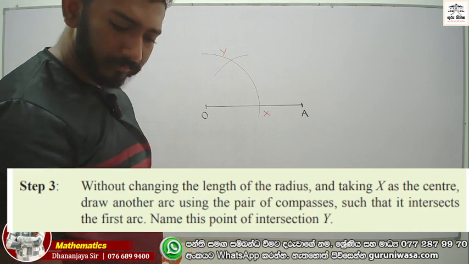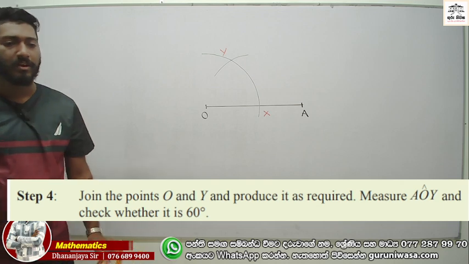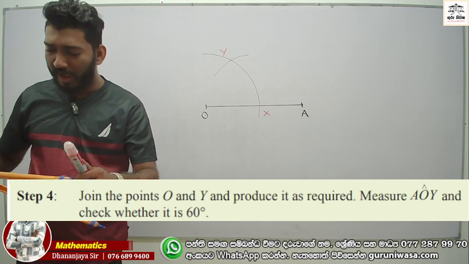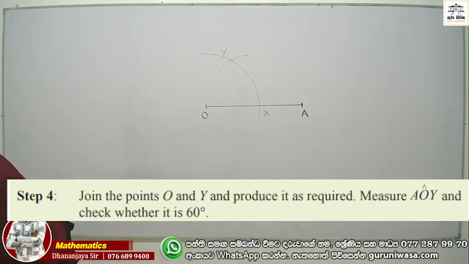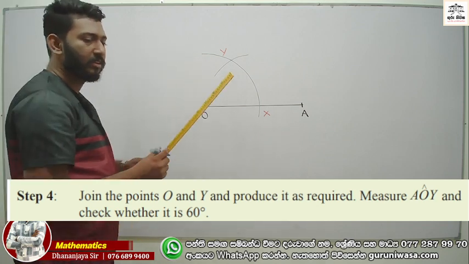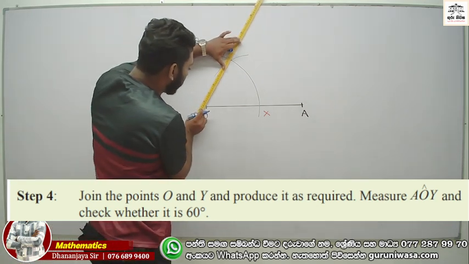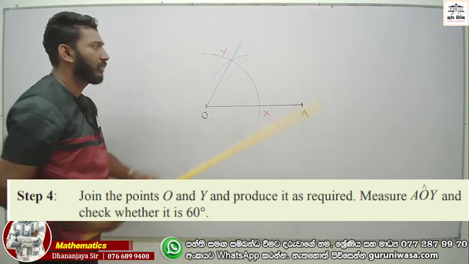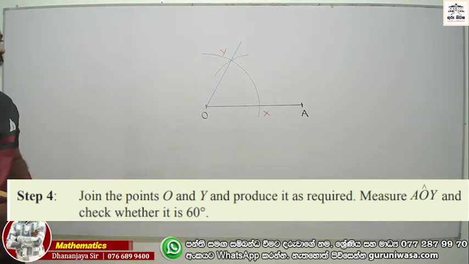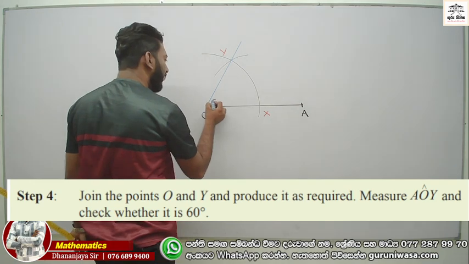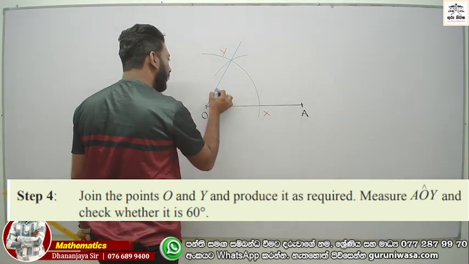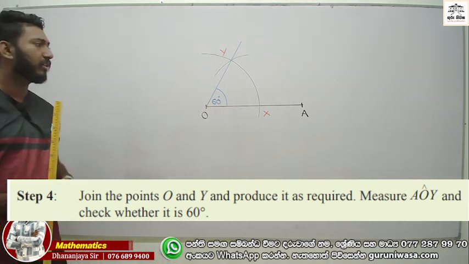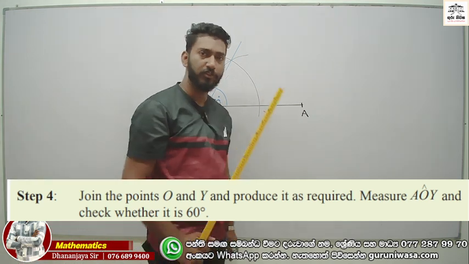Let's do it, everyone come along nicely. Now join the points O and Y. Now I am going to join O and Y like this. Now this one should be 60 degrees. Definitely 60 degrees. Let's check, everyone measure it using a protractor. This one should be 60 degrees.